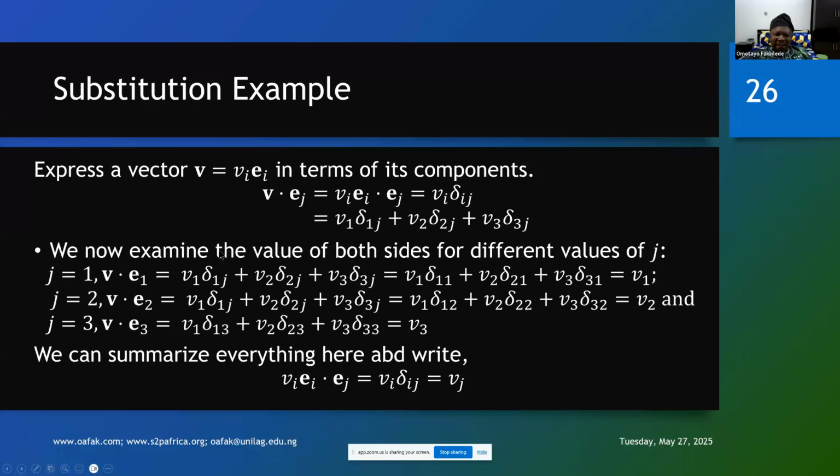So we now examine the values of both sides for different values of J, because in this expression here, what type of index is J? Can you go to the chat room and tell me what type of index is J in this expression here? Is J here a dummy index or a free index? Please go to the chat room and tell us what J is. Is it a free index or a dummy index?